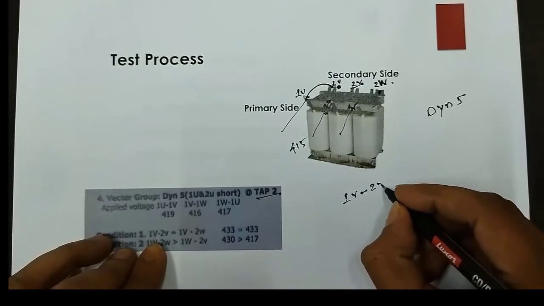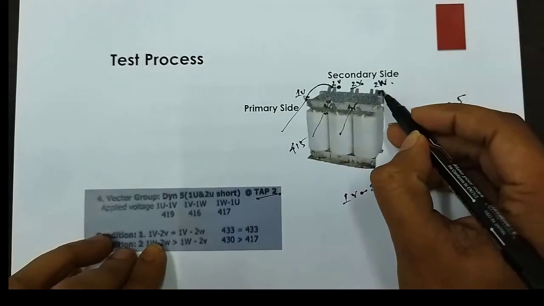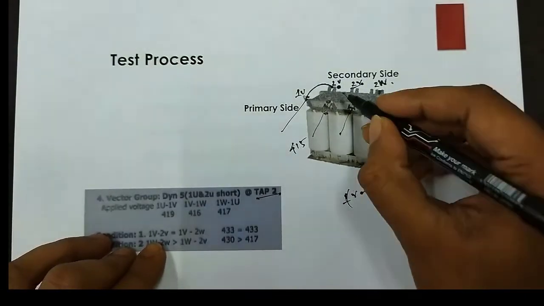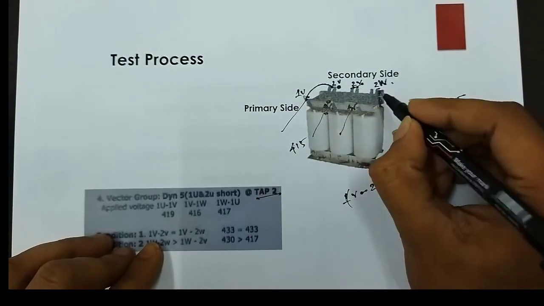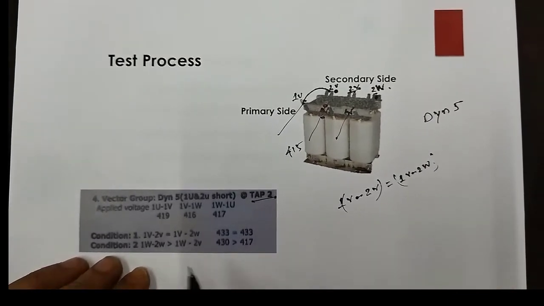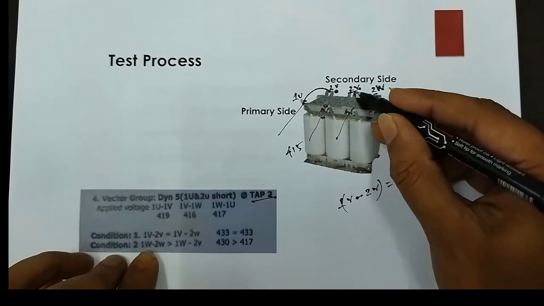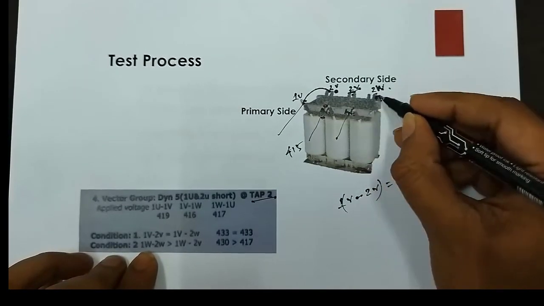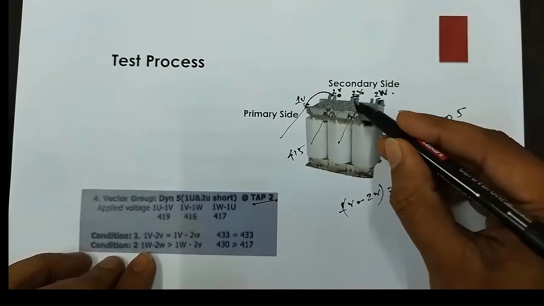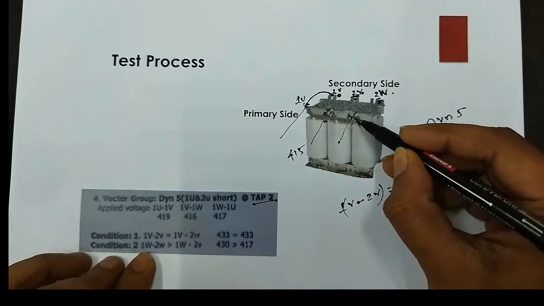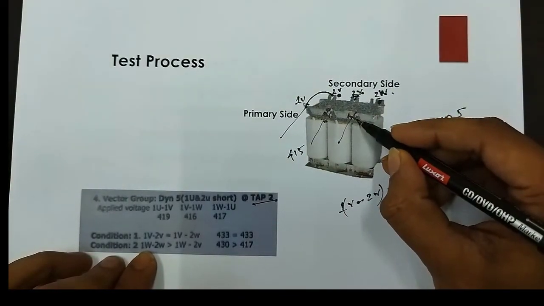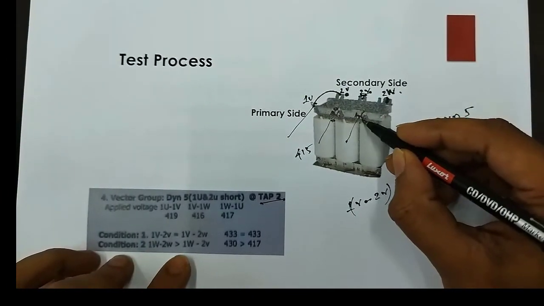1V-2V should equal 1V-2W. Means the voltage between these two terminals and the voltage between these two terminals should be the same in condition 1. And in condition 2, the voltage between 1W-2W and 1W-2V should be compared: the voltage between 1W and 2W should be greater than the voltage between 1W and 2V.